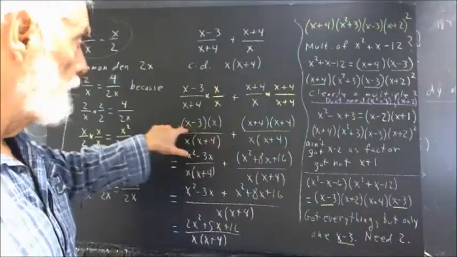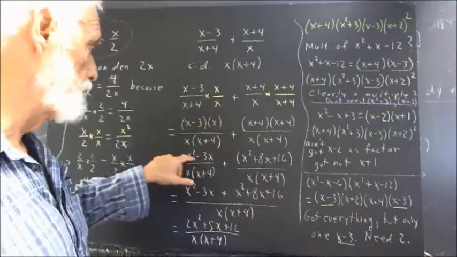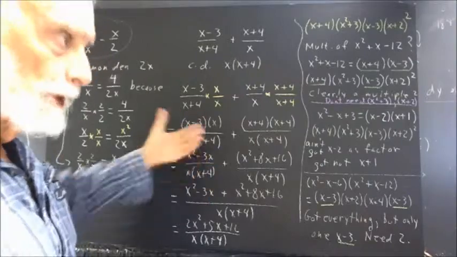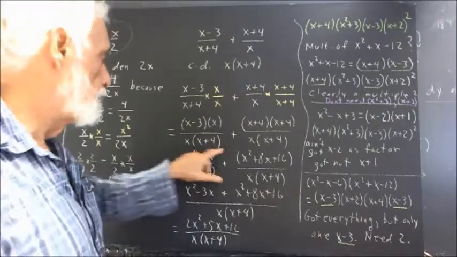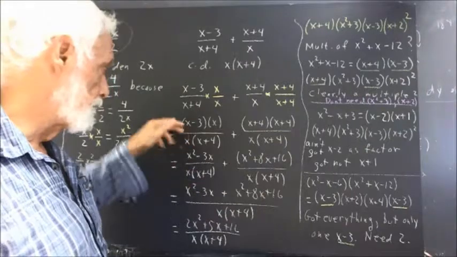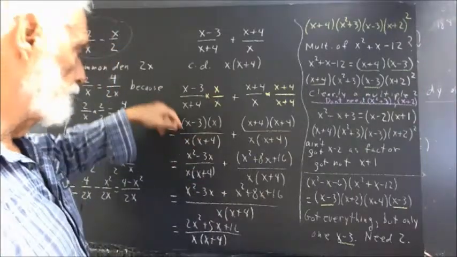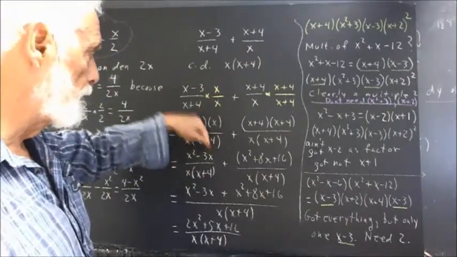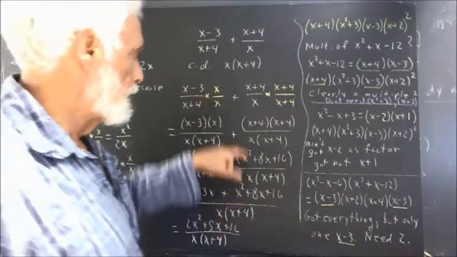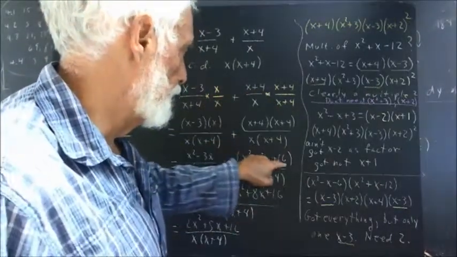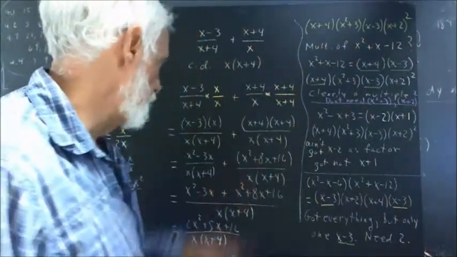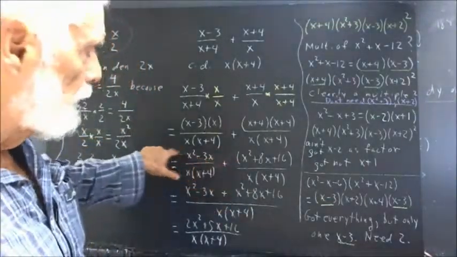Okay, we can expand x minus 3 times x to x squared minus 3x. Actually, I said now we can add our numerators. I'm going to do another step, and then I'll add the numerators, okay? I'll multiply things out in each numerator. We get x squared minus 3x here, and we get from this numerator x squared plus 8x plus 16, as you can easily verify.